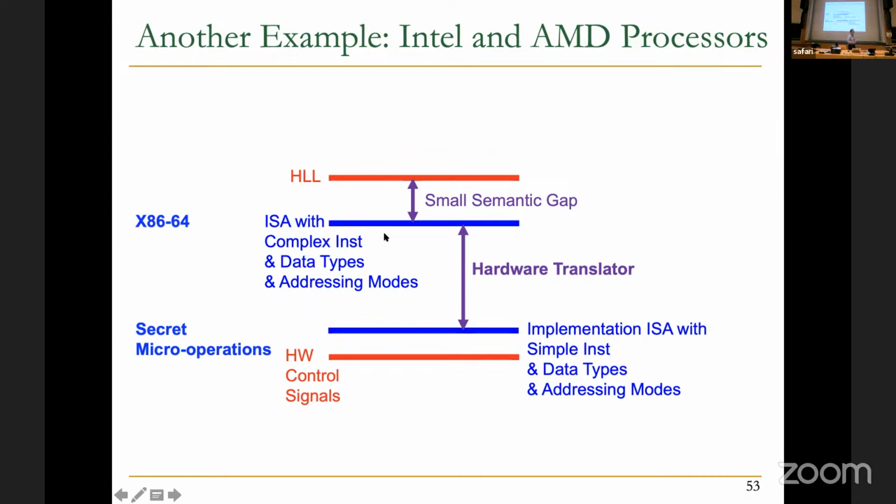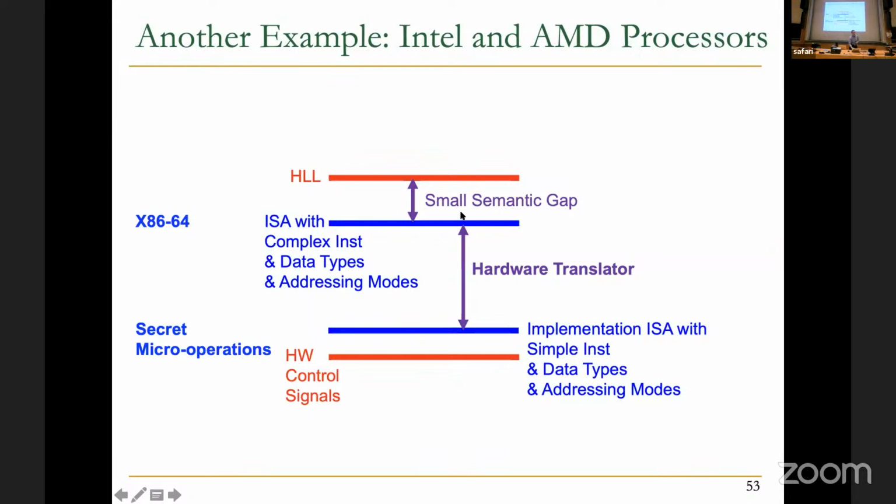I mean, you can add instructions, of course, but as we discussed last time, you cannot remove instructions. Once you start removing stuff, instructions, data types, addressing modes, you're really messing with the entire software ecosystem that built on that ISA, and you may actually lose a lot of customers if you do that. But there's a lot of flexibility that you have underneath the hardware-software interface.